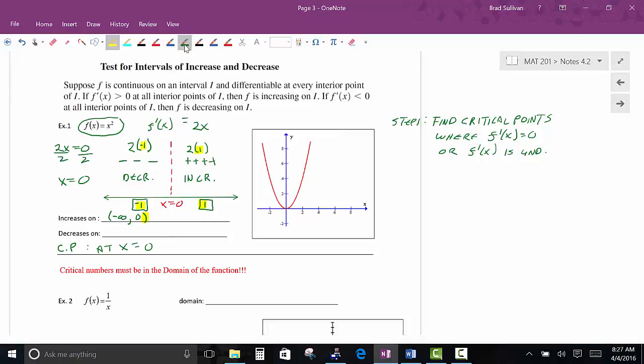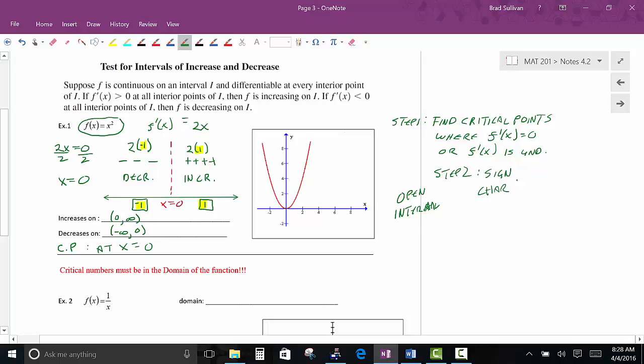Okay, and then, did I write that wrong? I sure did. It's increasing wherever the derivative is positive. So that should be where to where? 0 to infinity, and then decreasing is negative infinity to 0 like that. Open intervals, that's a good thing to write a little note of. So that's the first thing you do. Then the second step on these is a sign chart, and that's going to explain lots of things too.